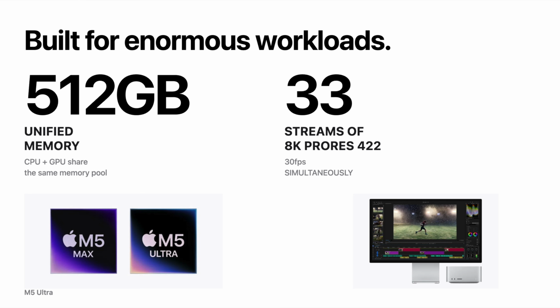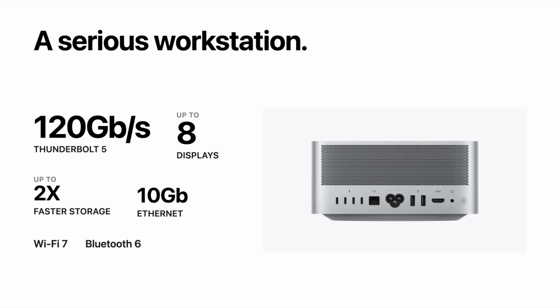According to Apple, M5 Ultra can simultaneously play back up to 33 streams of 8K ProRes 422 video at 30 frames per second, 33 streams of 8K video at the same time. For massive Final Cut Pro projects, multicam productions, and professional film workflows, that's an extraordinary amount of performance from one desktop. Storage has received a major upgrade too.